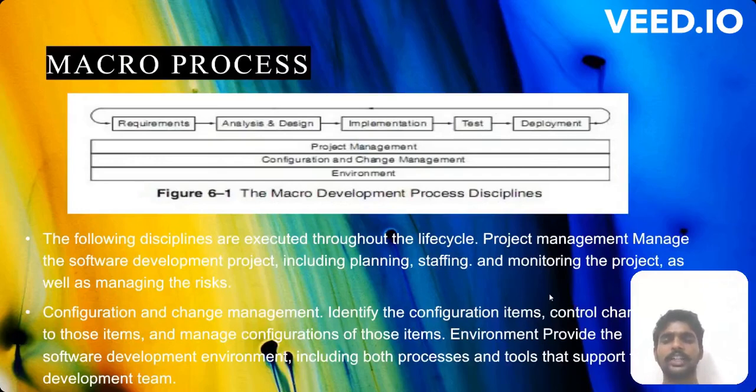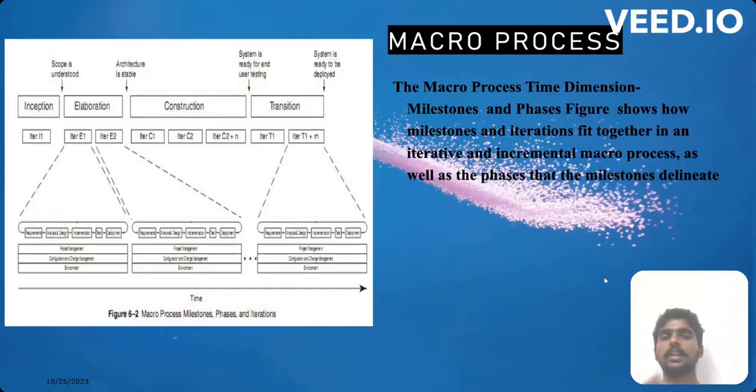The following disciplines execute throughout the life cycle. Project management of the software development project, including planning, staffing, and monitoring the project as well as managing the risks. Configuration and change management, identifying the configuration items, controlling the changes to those items, and managing the configuration of the items. Environment provides the software development environment, including both the process and the tools that the development team needs.